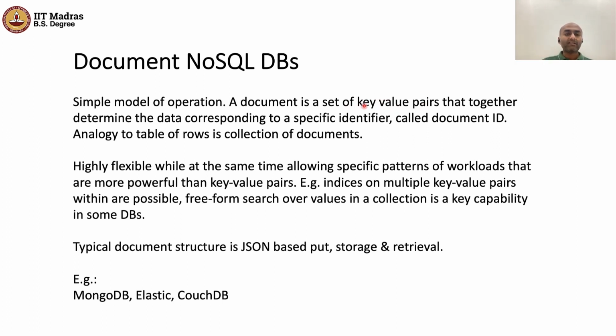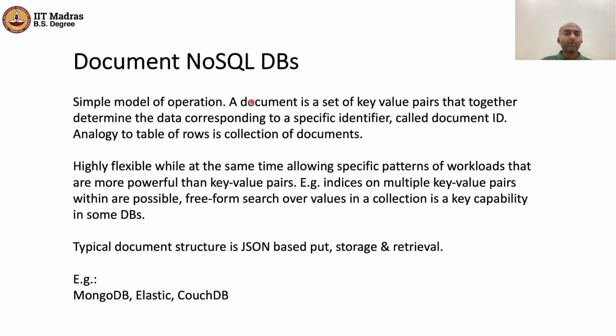But those key value pairs all come together under the context of a particular document, and the way the document is identified is using what's called a document ID. So the analogy is, just like you have a table of rows or records, here you'll have a collection of documents. The collection is the same thing as a table. So a set of documents is called a collection.